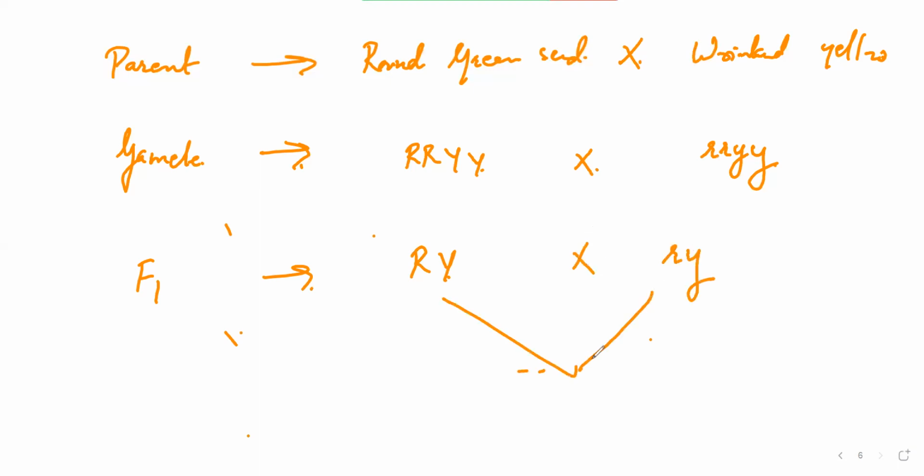So when you merge together, you're going to get capital R, small r, capital Y, small y. This is nothing but a round yellow seed. So round yellow seed will be the product of the F1 generation. Now again, as we did in the monohybrid cross, that is the self-pollination of F1. So here also we are going to do the same thing. So selfing the F1, so it'll be like again F1 into F1.